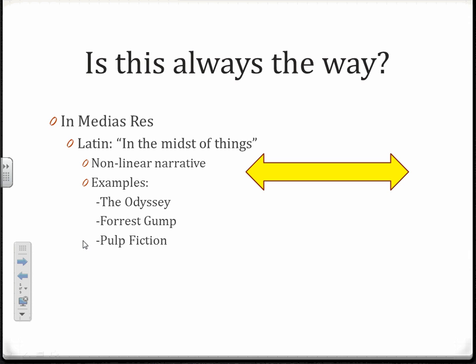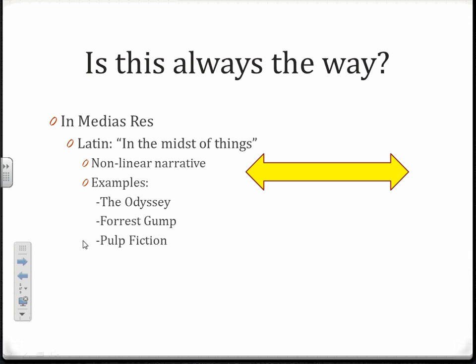So, it doesn't always work this way. You don't always start out with your introduction. You don't always get all your information straight from the beginning. Sometimes, especially in a postmodern world, and we're all living in a postmodern world, it doesn't work that way. So, in medias res, in the midst of things.